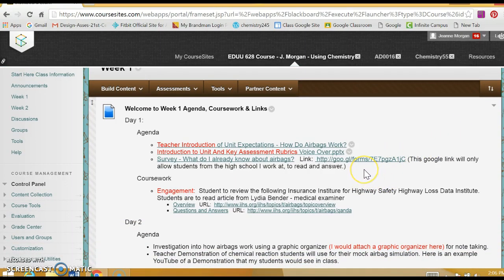It's using a Google form, and the Google form will allow students to think about what do I know, what don't I know about airbags? And there's no right or wrong answer. It's just to start getting them to think about it, exploring. What do I know? What don't I know? Oh, maybe I don't know as much as I thought I did. Oh, that's a good question.